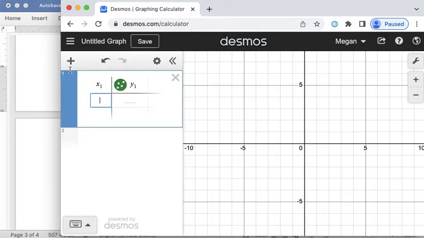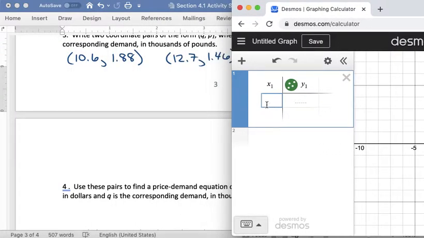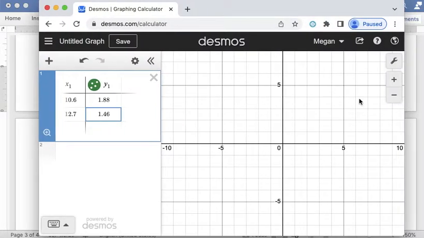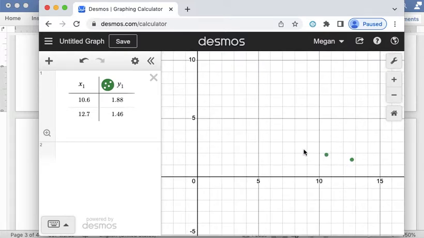So I'm going to insert a table, and in that table I'm going to put the 2 points that I just found. So my x coordinate here 10.6 and my y coordinate 1.88. And then my x coordinate 12.7 and my y coordinate 1.46. And so I have those 2 points on the graph. If I move a little bit, you can see where they are. They're right there.